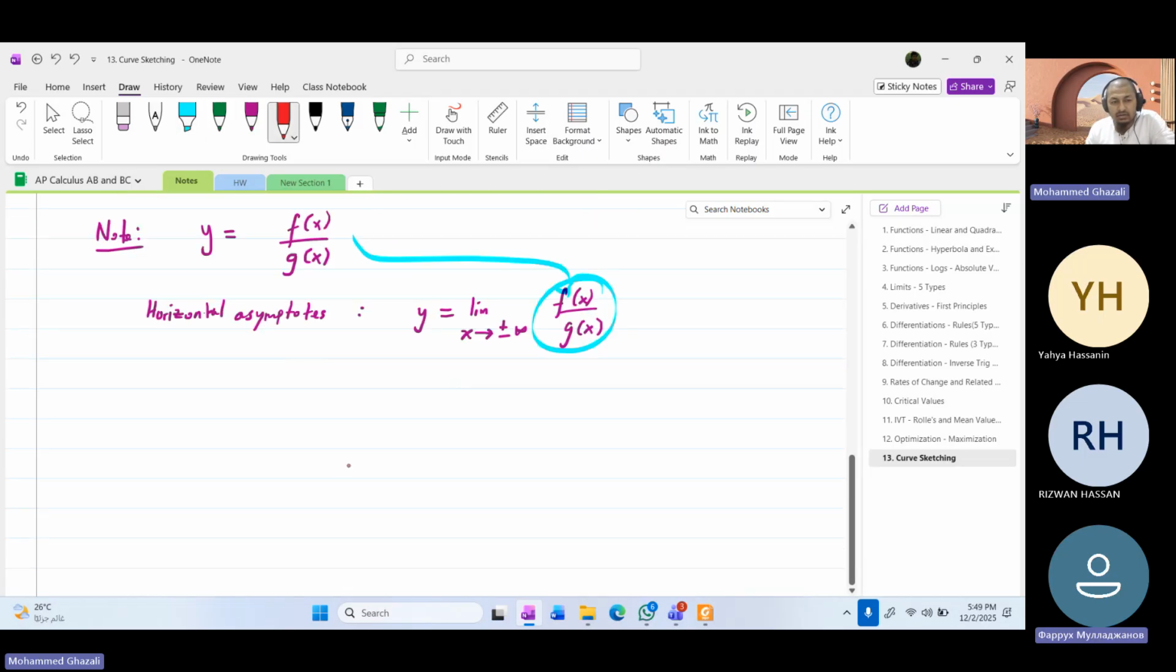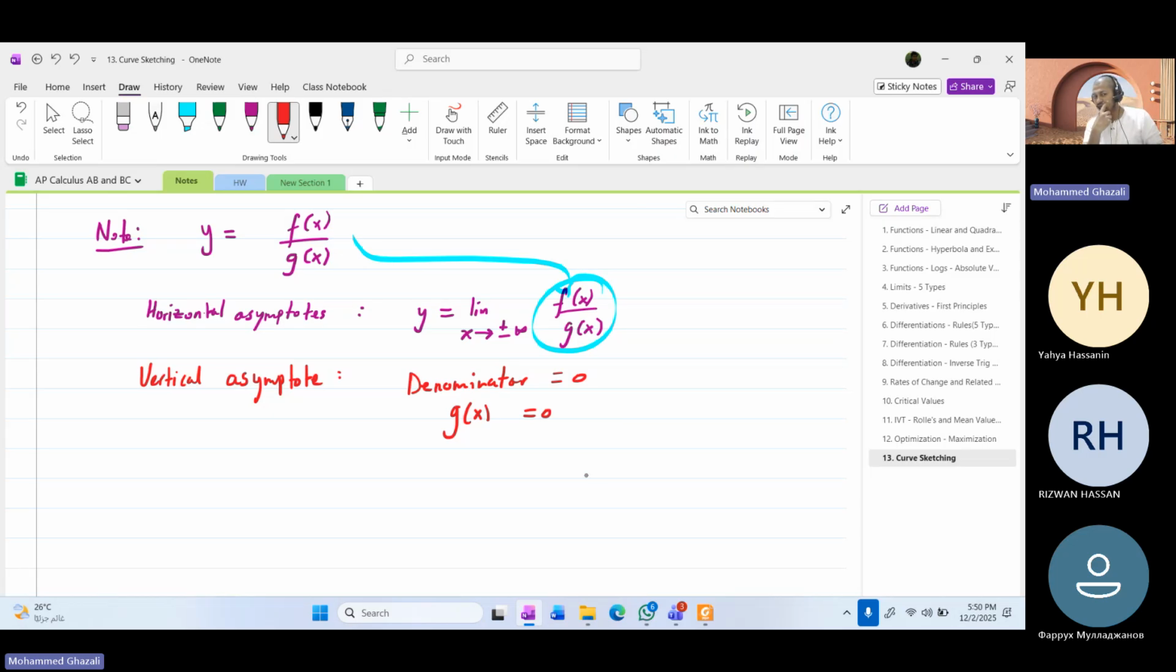And then domain. If you're making g of x equal to 0, then you're looking for an extraneous solution, which is an undefined solution, which is called the vertical asymptote. Yeah, exactly. Vertical asymptote will be when g of x, or basically when the denominator, is equal to 0, right? In other words, when g of x is equal to 0, then you'll get vertical asymptotes.